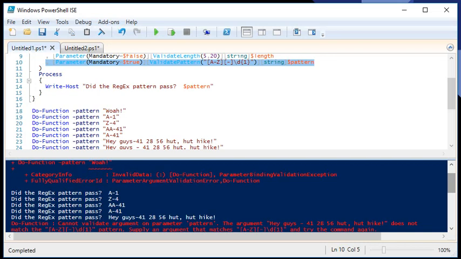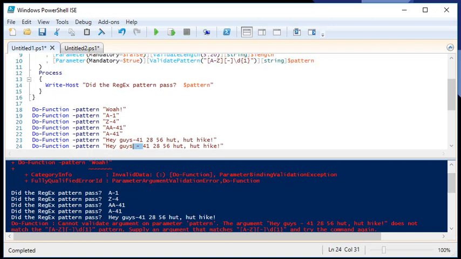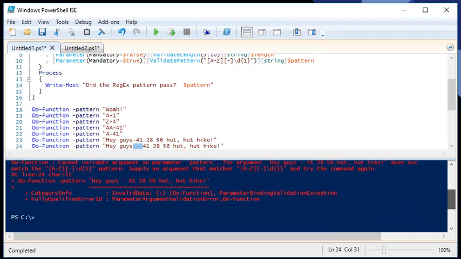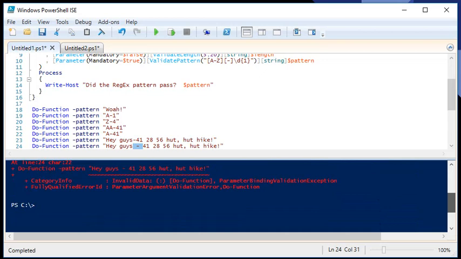And even in the case of the sentence where it's like, hey guys, dash 41, 28, 56 hat hike, actually the dash, since there's no spaces, that also is going to pass. The reason why the latter one doesn't is because we have a space here. Since the regex pattern does not include spaces, this is of course going to fail. So this is how we can specify a pattern.